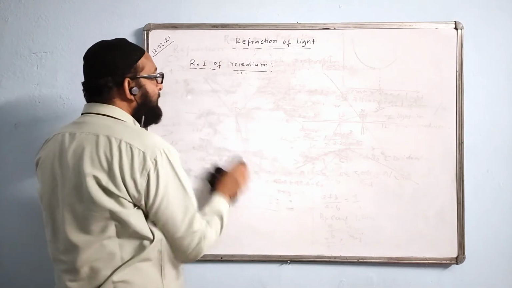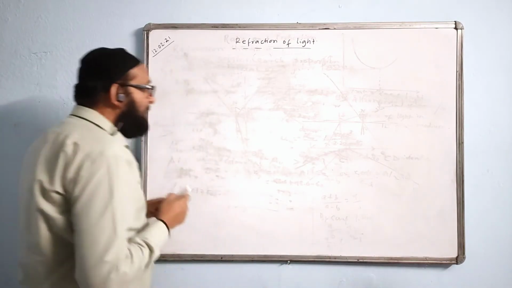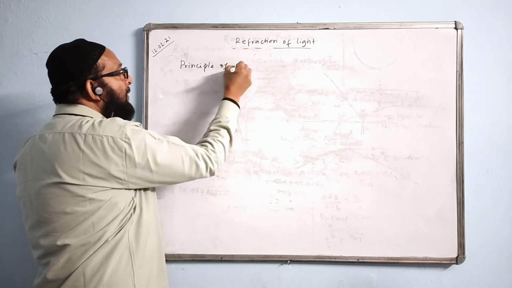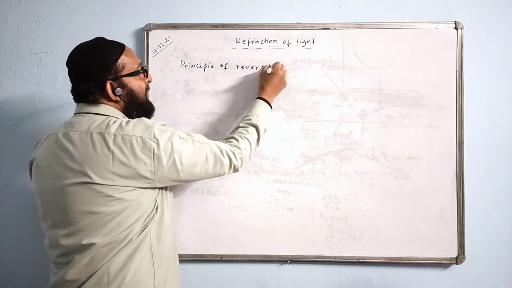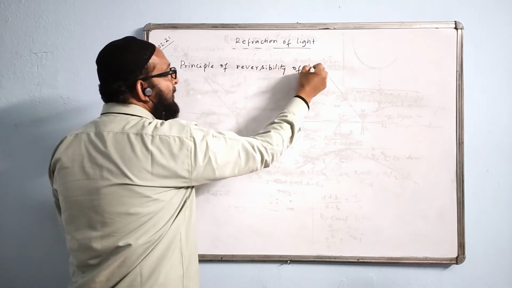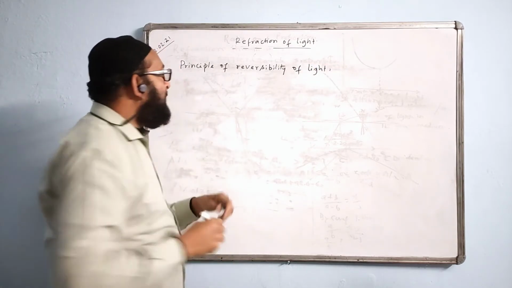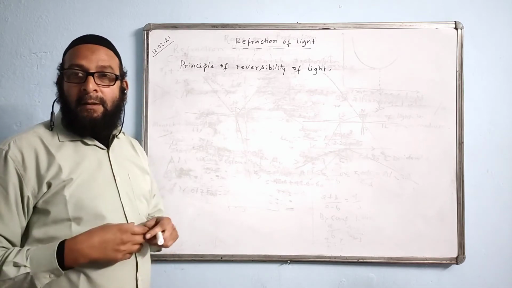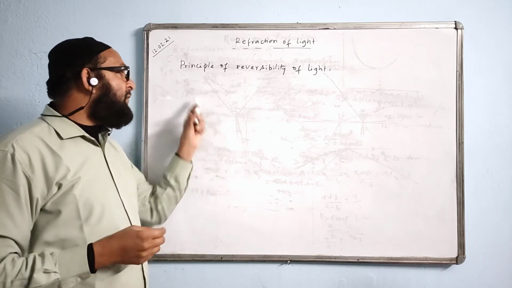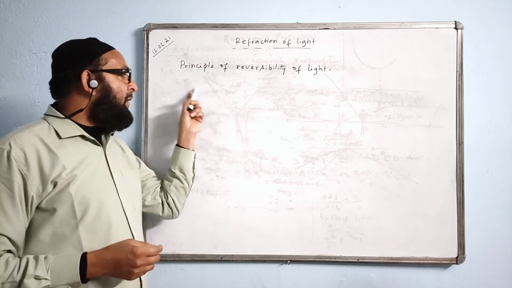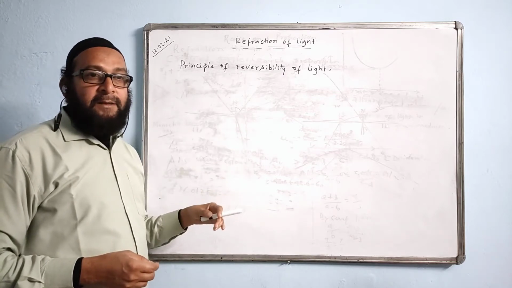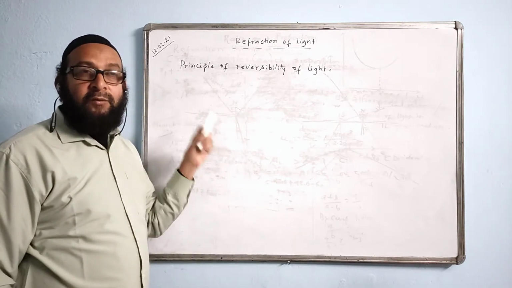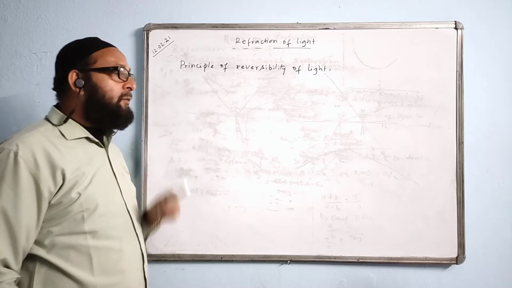Now, there is a principle called principle of reversibility of light. What is this principle? It states that the path of a ray of light is reversible. What is the meaning of this? When the ray of light travels from one medium to another medium, refraction taking place, if the ray starts from the second medium, then it will follow the same path as it was following while traveling from medium 1 to medium 2.